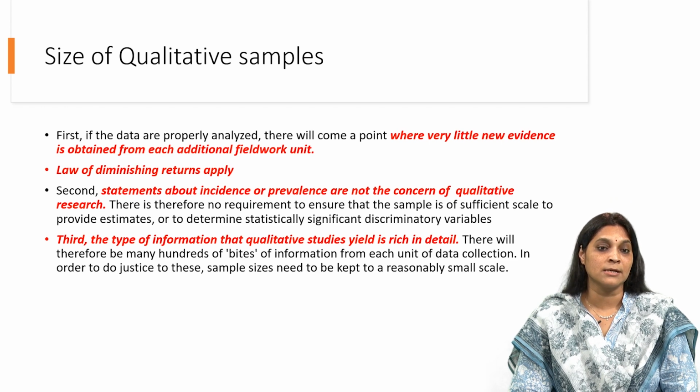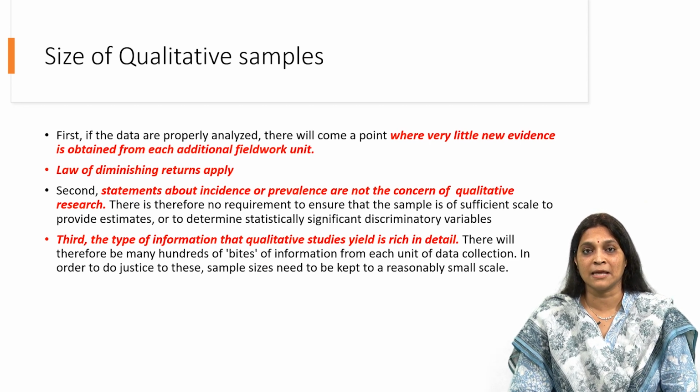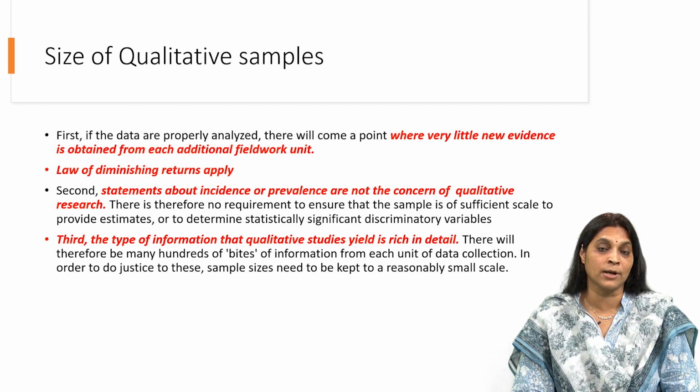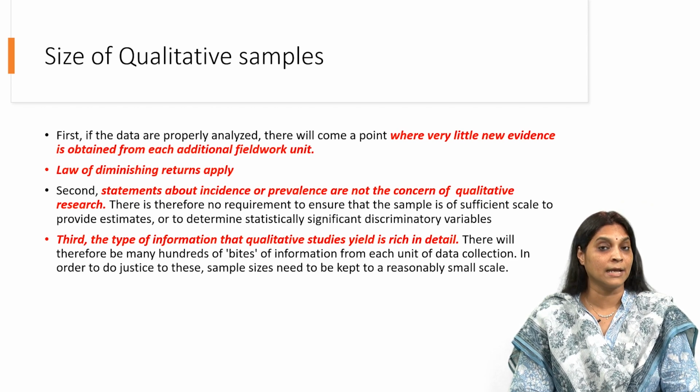Now, what is the second point? Statements about incidence or prevalence are not the concern of qualitative research. So, for example, let us say that I want to understand whether there is any influence of training evaluation on training transfer. In a quantitative study, if I have distributed the questionnaire to nearly 500 people who have undertaken a training program, I would want to know how many of these people believe that yes, training evaluation has a positive influence on training transfer. But that is not the concern of a qualitative study.